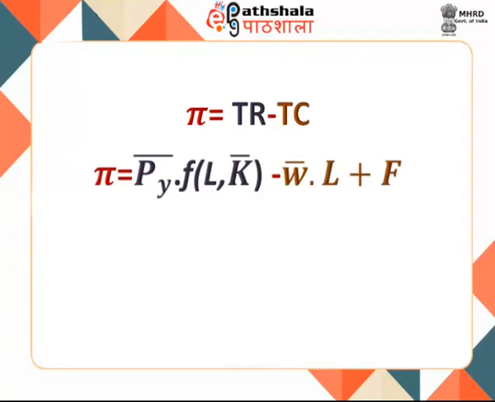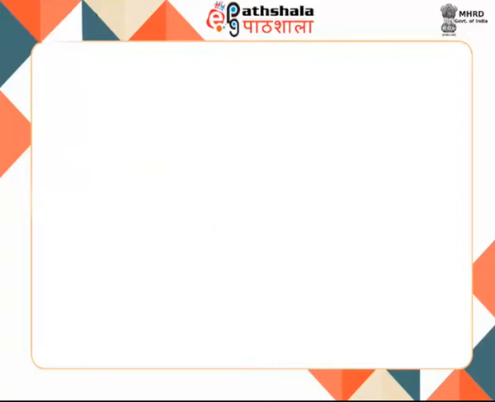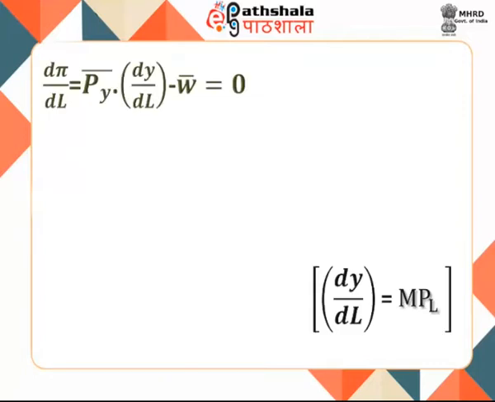We get π = P̄_Y × Y(L, K̄) − W̄L + F. We will take the first order derivative of this profit function, and we get ∂π/∂L = P̄_Y × ∂Y/∂L − W̄. In order to satisfy the first order condition of profit maximization, we set the first order derivative equal to 0.